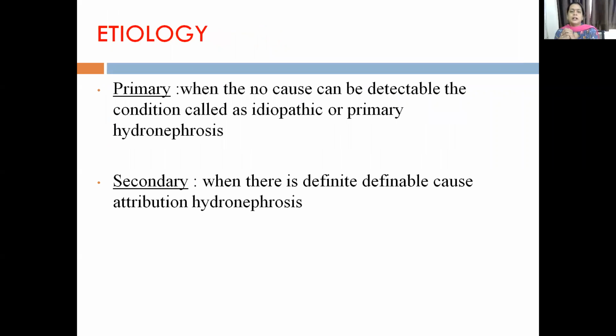As usual, it will be primary or secondary. With a definable cause, it is secondary. Without a definable cause, it is primary. Primary hydronephrosis is usually encountered in children. It can be a congenital defect when there is an obstruction in the pelvic-ureteric junction.